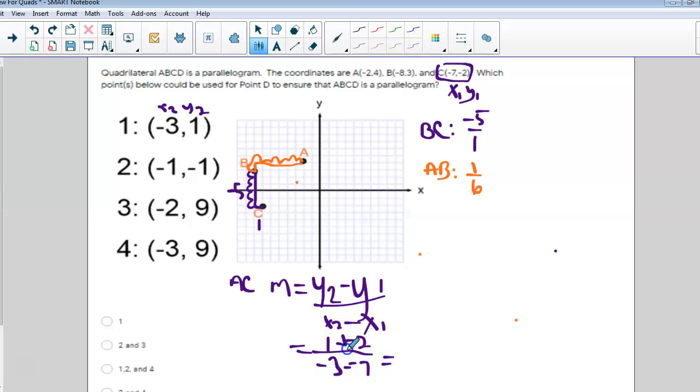And that gets me a 1 over 4. It has a slope of 1/4. Well, 1/4 and 1/6, they're not the same. So that one definitely won't work. And you could do that by counting it on here, okay?